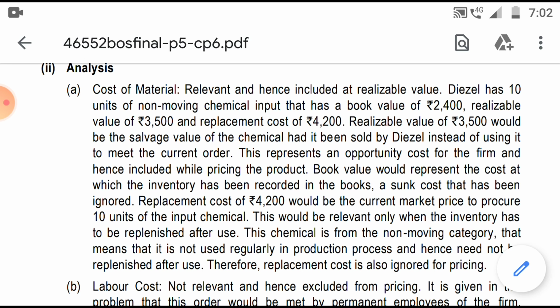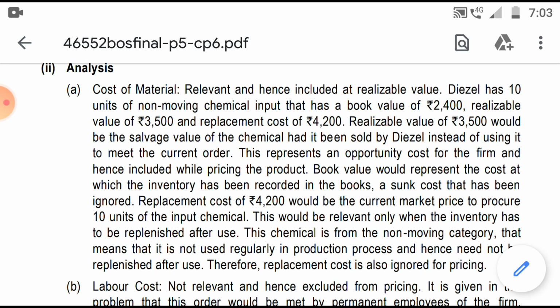This represents an opportunity cost for the firm, since it is not selling, it is a cost to the company. This represents an opportunity cost to the firm and hence is included while pricing the product. Book value would represent the cost at which the inventory has been recorded in the books. Book value is just the value which is recorded in the books.